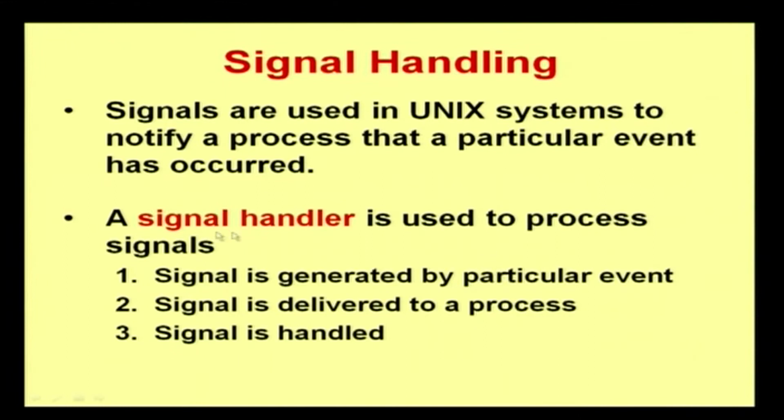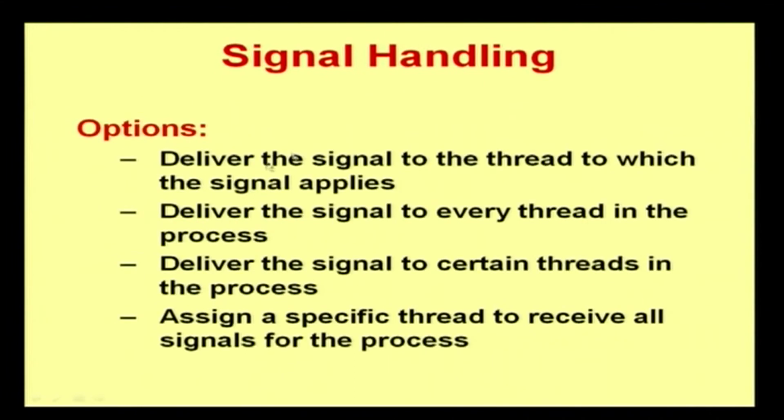A signal handler is used to process signals. A signal is generated by a particular event. The signal is delivered to a process. The signal is handled. So it is more common in the Unix operating system to notify a process that a particular event has occurred. Then what are the options of signal handling? What makes an operating system check whether an event has occurred or not? How is it done?